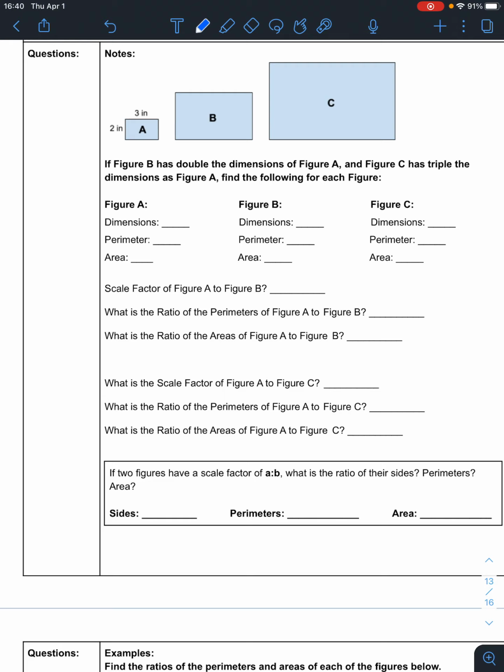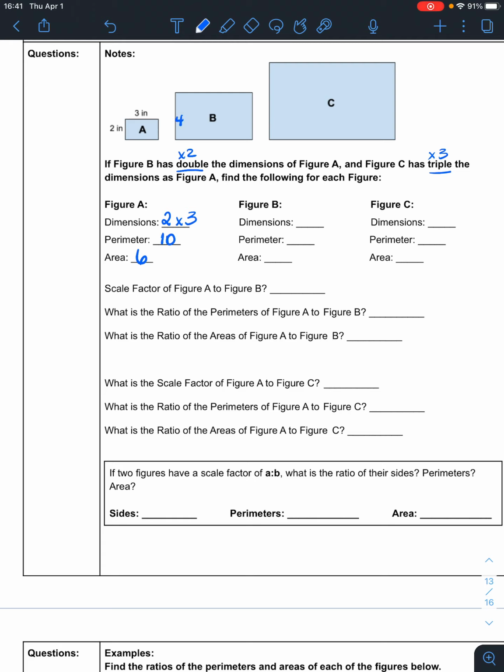So with figure A, it says figure B has double the dimensions of figure A and figure C has triple the dimensions. So we're going to deal with double, which is times 2, and triple, which is times 3. So my original dimensions in figure A are 2 by 3. So I have a 2 by 3 rectangle. That means that my perimeter is 4 plus 6, which is 10. So my perimeter is 10, and my area is 6. Okay, just base times height.